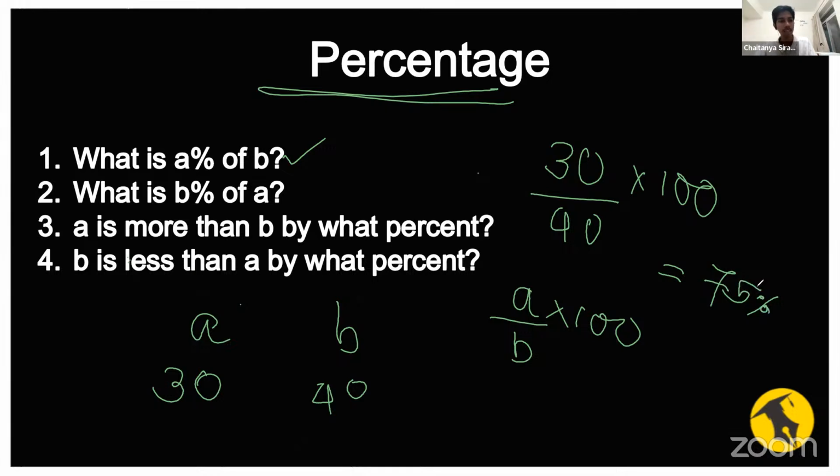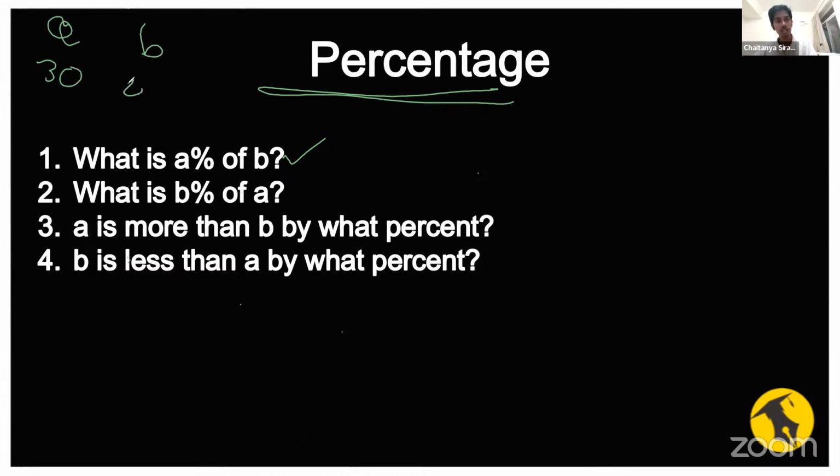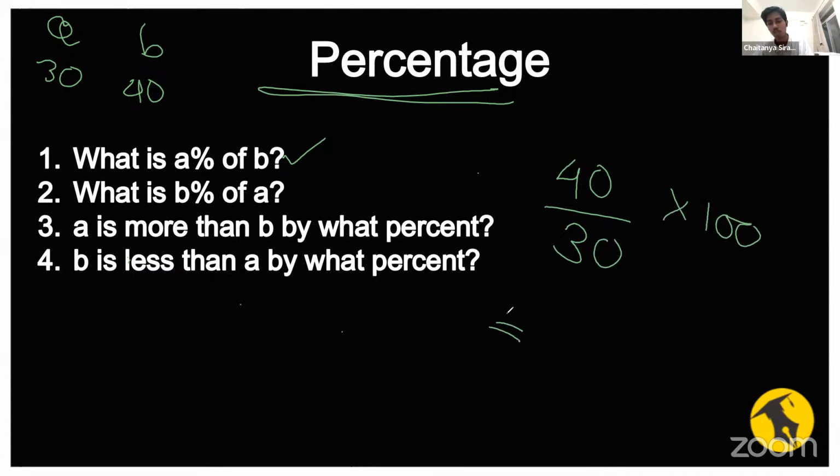Similarly, part 2 says, what is B% of A? My A was initially 30 and B was 40. So B% of A would be simply 40 upon 30 into 100. If you solve this, you will get 133.33%. This is very fundamental, like A% of B and B% of A.